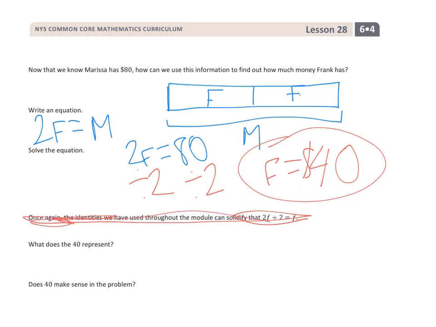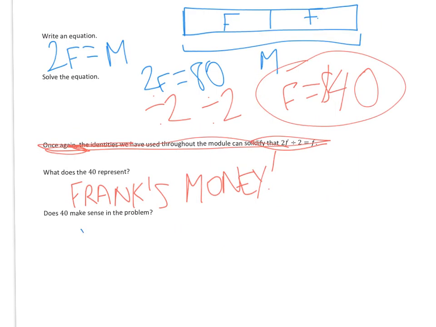So what does the 40 represent? Frank's money. Does 40 make sense?